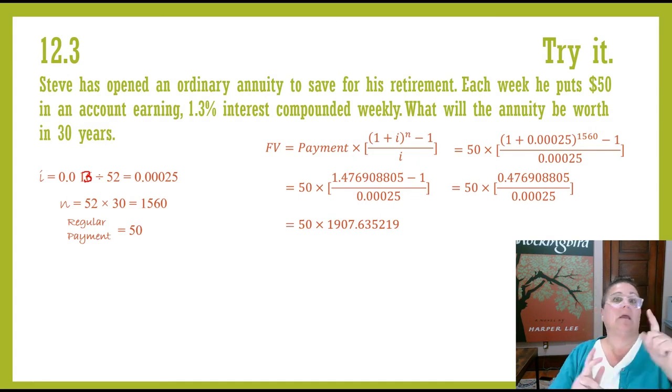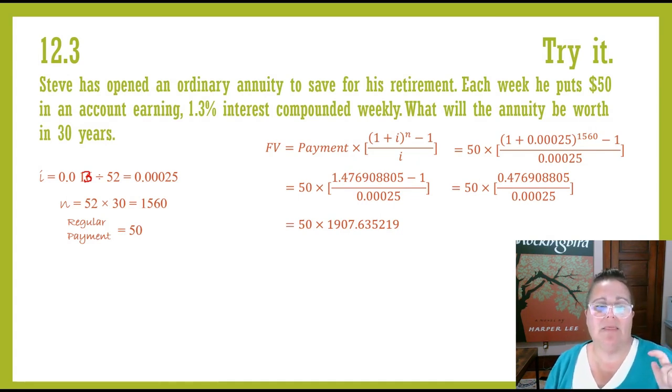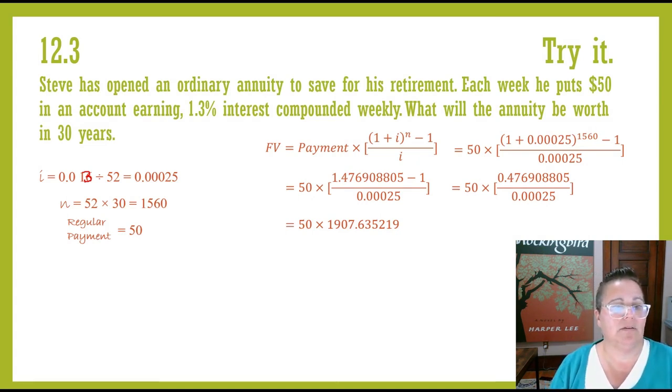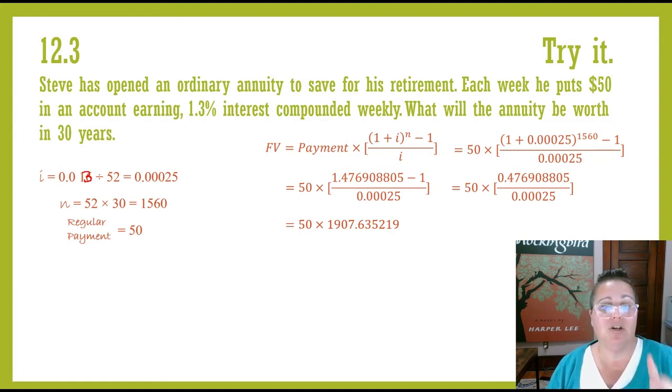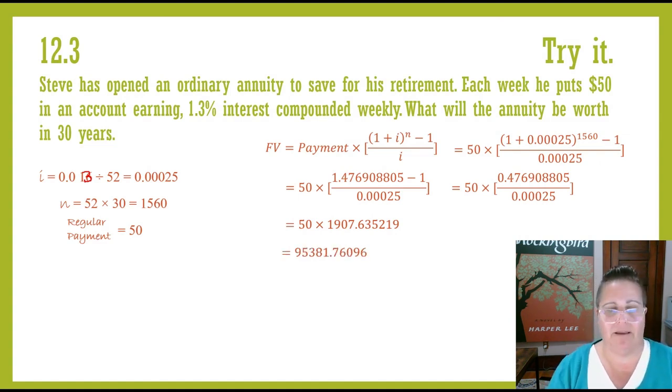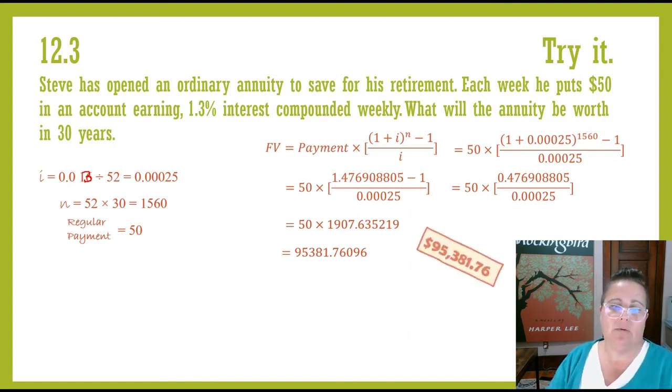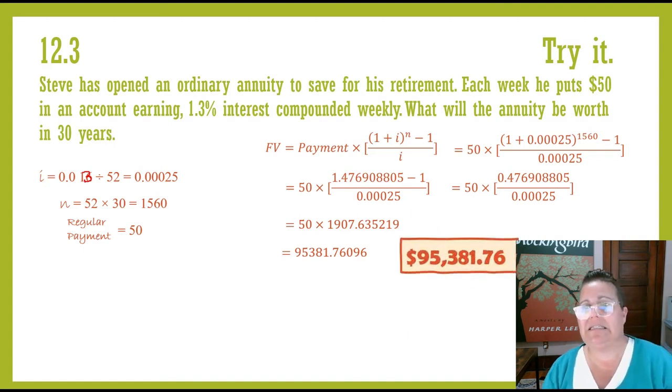1,907.635219. Remember way back when I said that this number should be more than the number of compounding periods? We had 1,560 compounding periods, and we've got 1,907 as our number here. So that sort of serves as a little back check for me. I know this number is supposed to be more than the number of compounding periods, because if it's not, then Steve's not making any money. When I multiply this out, we see that we've got $95,381 and, rounded to the nearest cent, 76 cents.